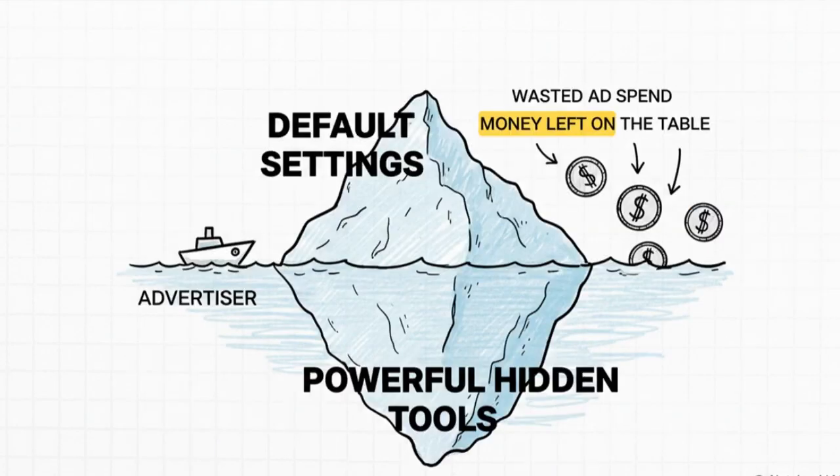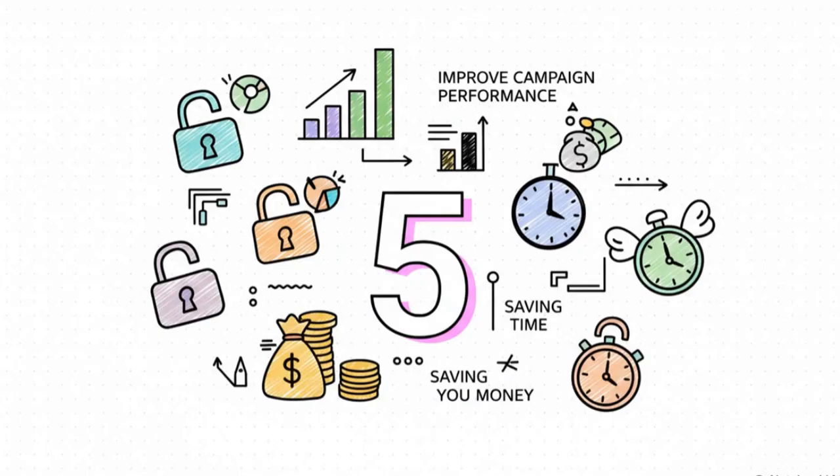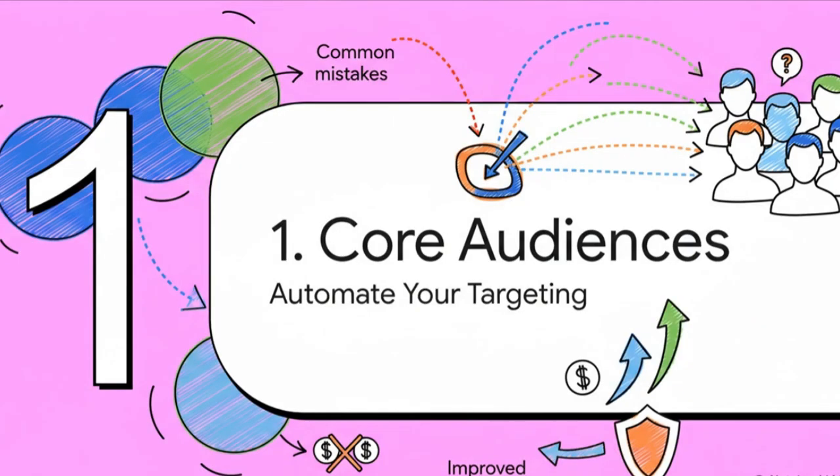The Meta platform is massive, and it's packed with these incredible tools that most people just never even find them. And that's where you start leaving money on the table and missing out on huge opportunities. But not today. We are going to pull back the curtain on 5 specific, kind of secret features that can totally change your campaign performance and, hey, save you a ton of time and money in the process. Okay, let's jump right in with our very first feature.